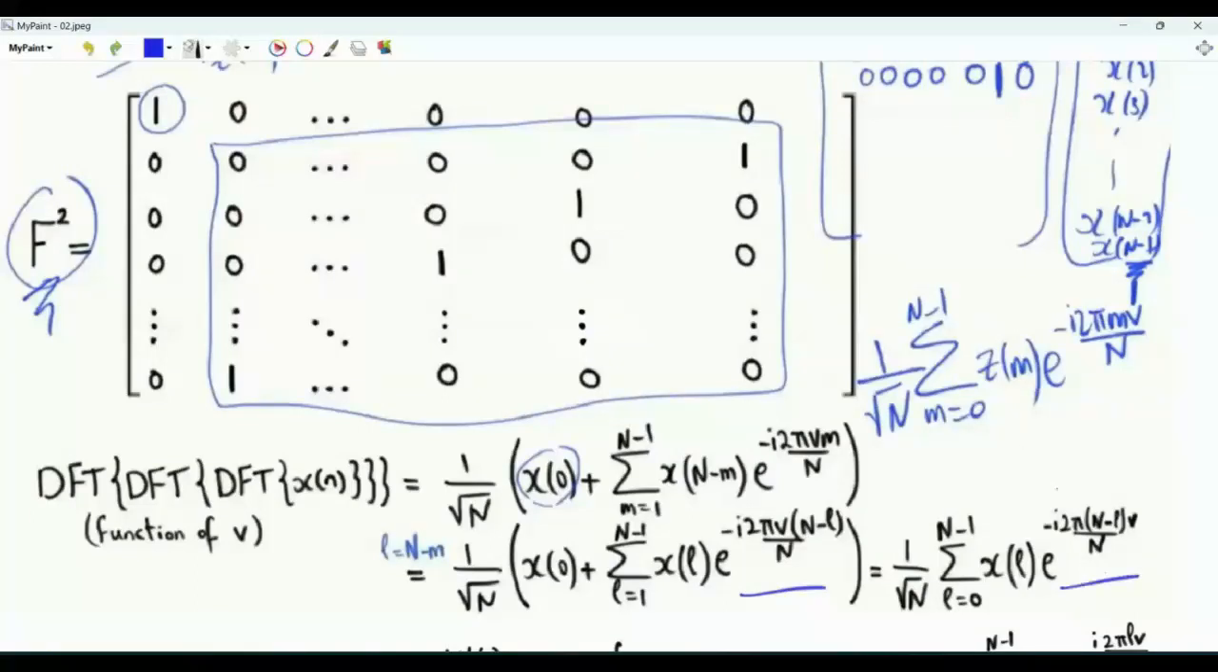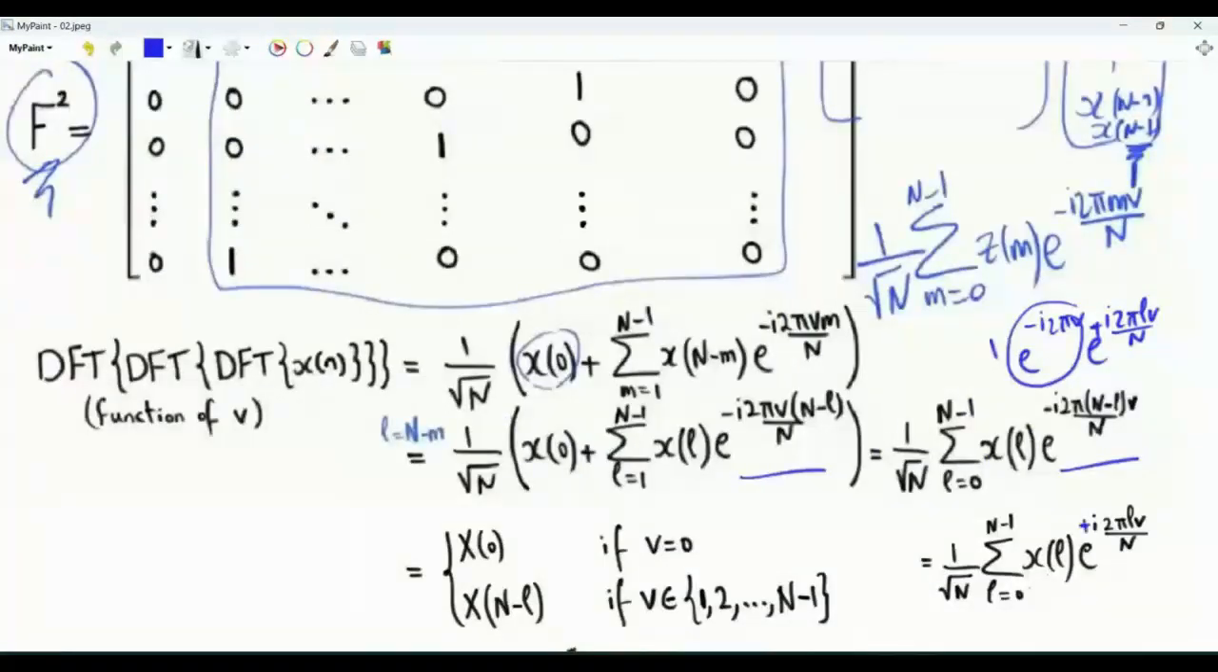If we look at this exponential, it can be written as e to the minus i 2 pi big N over big N v, and then e to the i 2 pi l v over big N. This is equal to 1. So the exponential here looks like the exponential that appears in the definition of the unitary DFT, but here we have a plus sign. This is what we have.